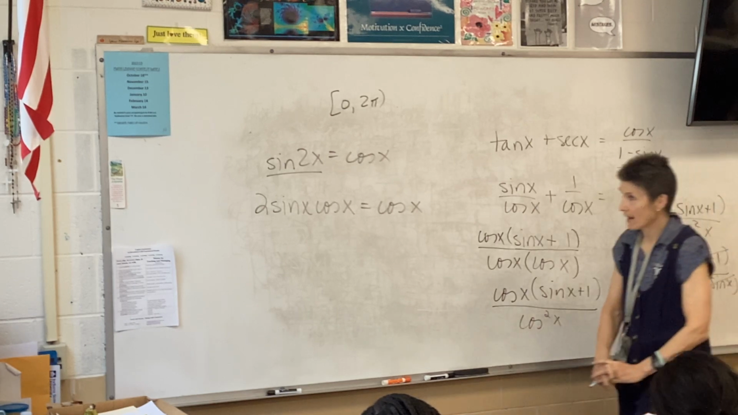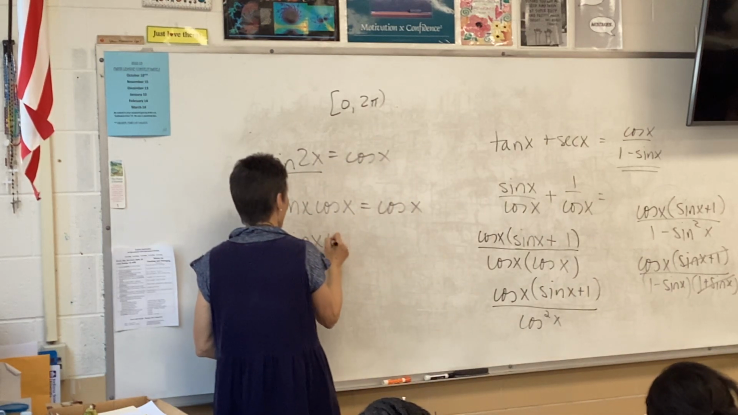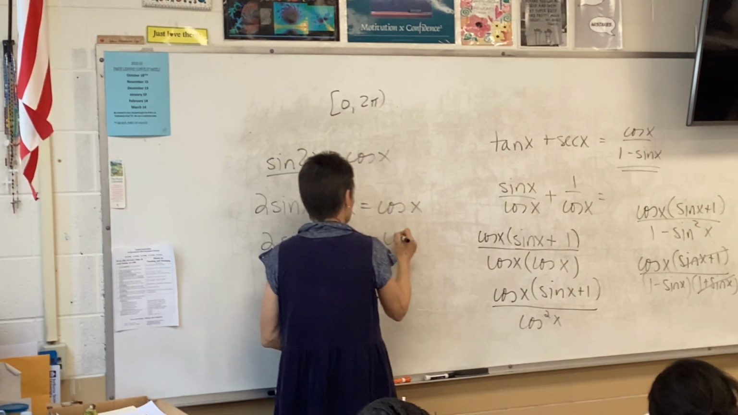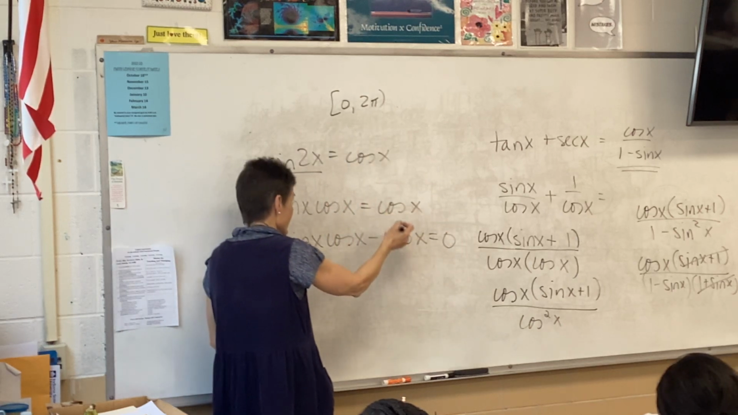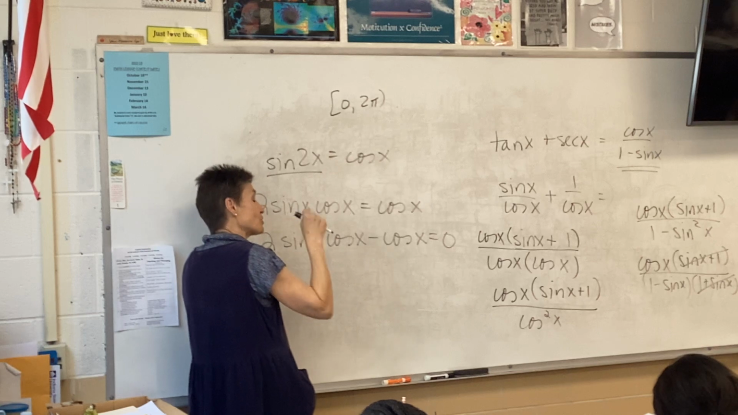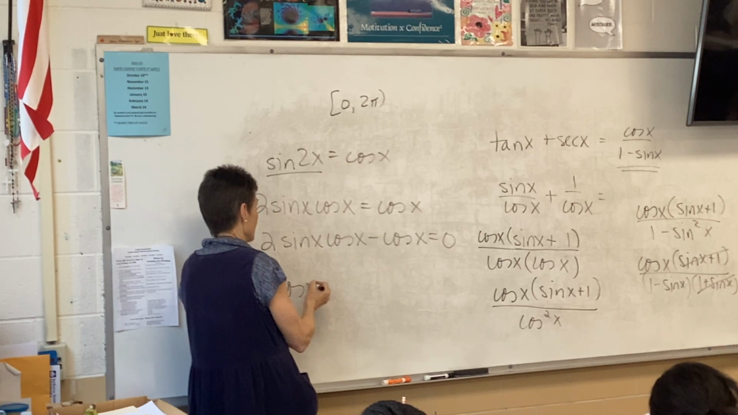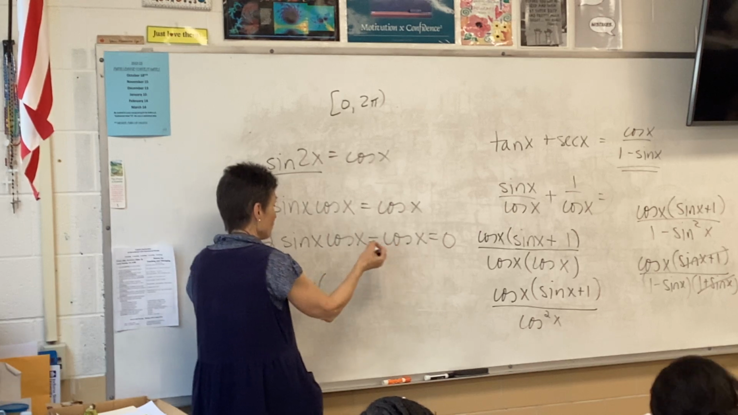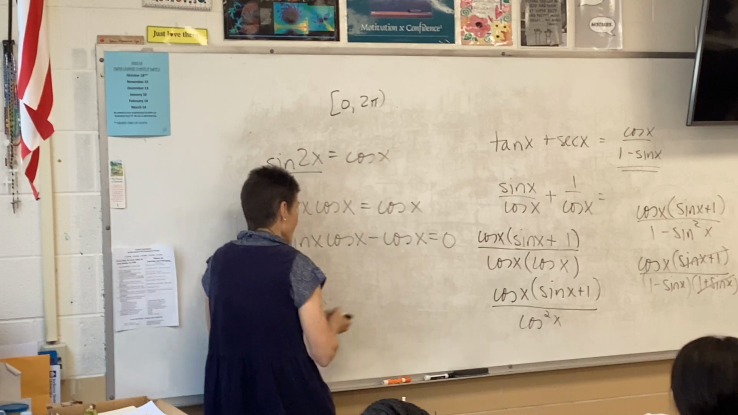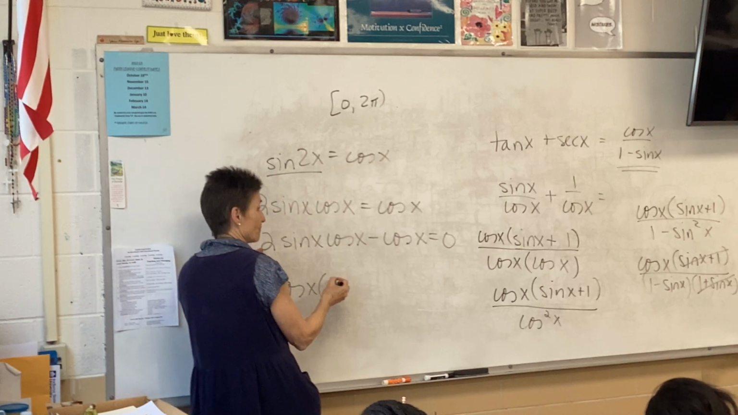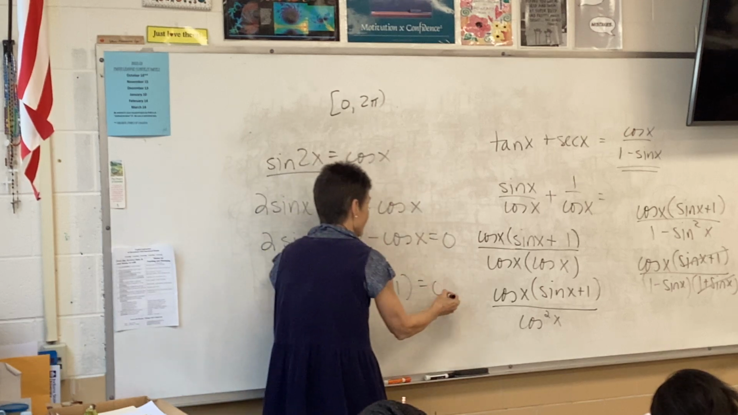So we're going to subtract cosine over. Remember, we don't divide. Some of you might be thinking about dividing. You can't divide, but you could subtract it over so that you can factor it out. Now there's a cosine in both pieces, so we'll pull it out. And what will I have left in my parentheses? 2 sine minus 1.